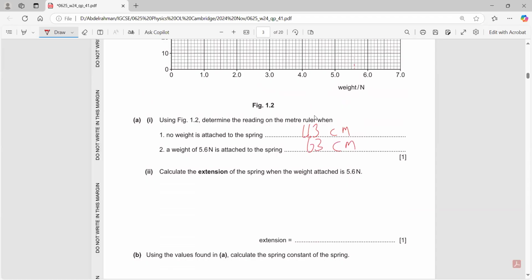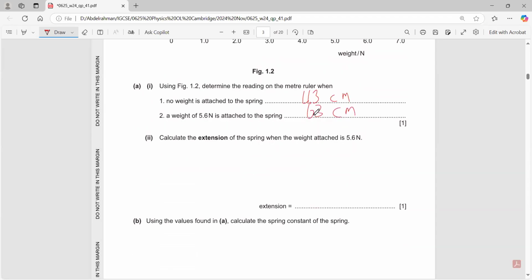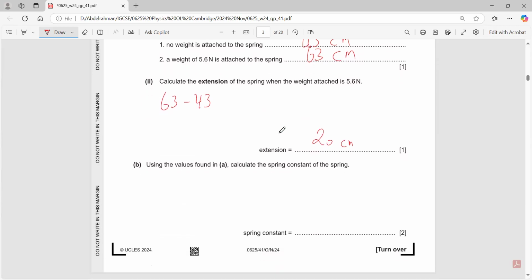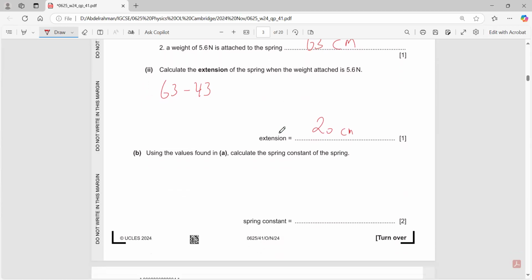Yes, I can find the extension. Extension equals extended length minus original length. So basically 63 minus 43, which is 20 centimeters. Okay, this is the extension. Using the values, can I find the spring constant? Yes, I can find the spring constant.